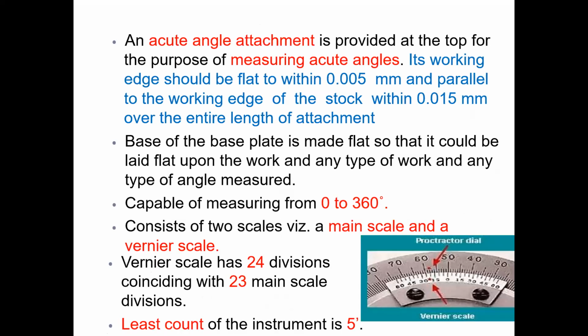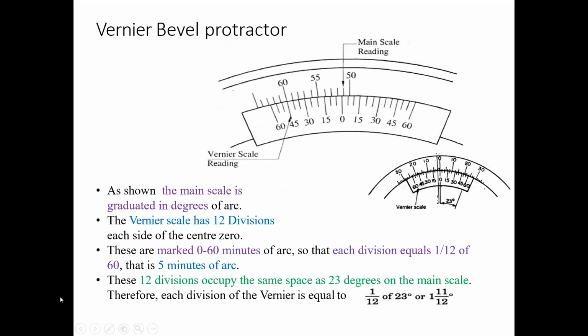If you observe clearly, on the vernier bevel protractor, how to find the least count was already discussed. This is the vernier scale. In this, 0 is there. To the right of 0, totally 12 divisions are there, and to the left of 0, again 12 divisions are there. Each division value is 5 minutes. Why is it 5 minutes? Because on the main scale, 1 degree is divided into 12 parts. That is the reason why each division value on the vernier is 5 minutes.